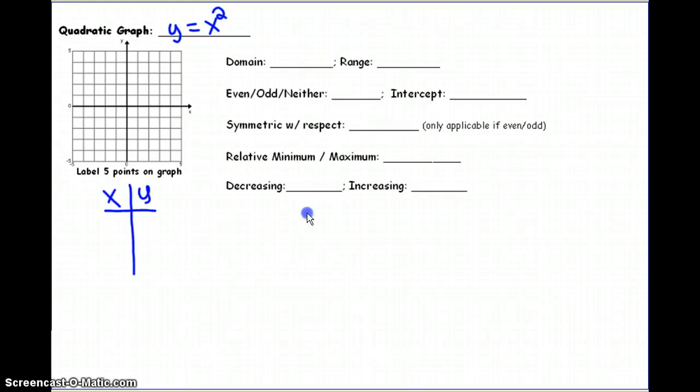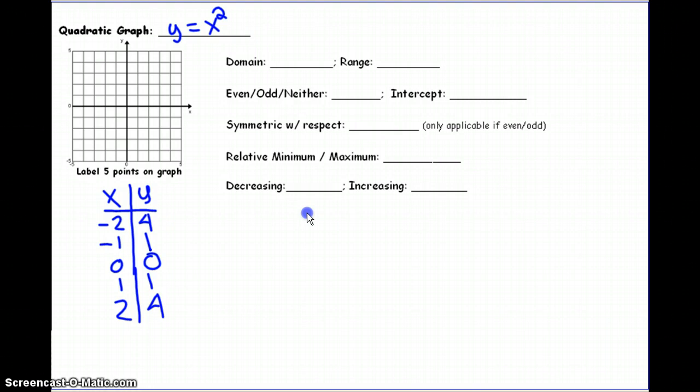I am going to go ahead and graph this quadratic parent function and pick 5 values for x to plug in, so I have 5 points to graph. When I plug in -2 into x squared, I get 4. When I square -1, I get 1. When I square 0, I get 0. And when I square 1 and 2, I respectively get 1 and 4 for y.